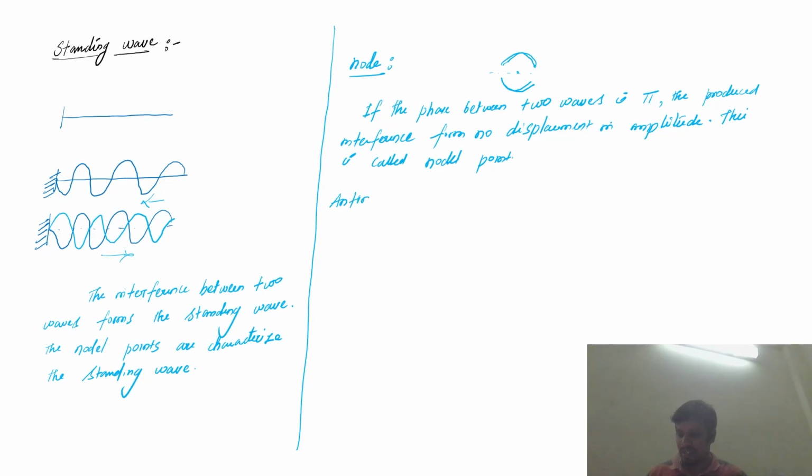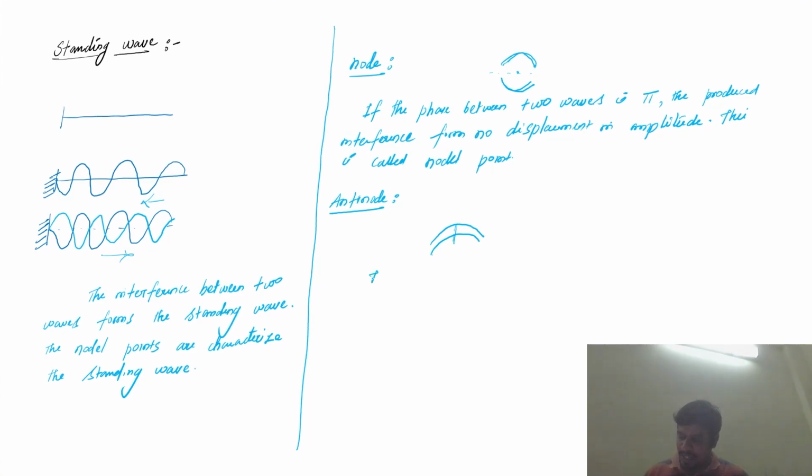Then the second kind of point is the antinode. That means if one wave's phase is like that, the other wave's phase is also like that. So they will add up and the resultant amplitude will be large.